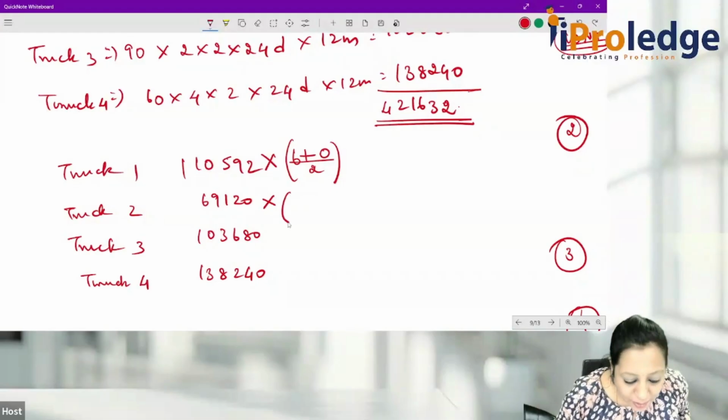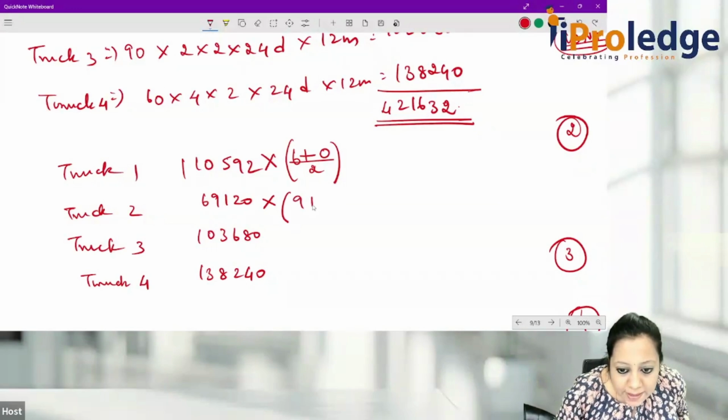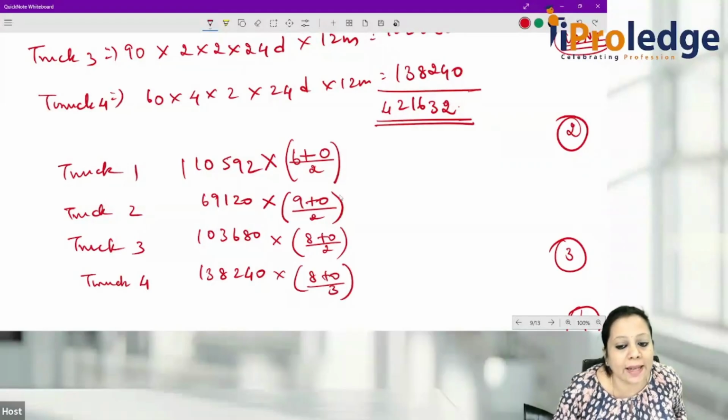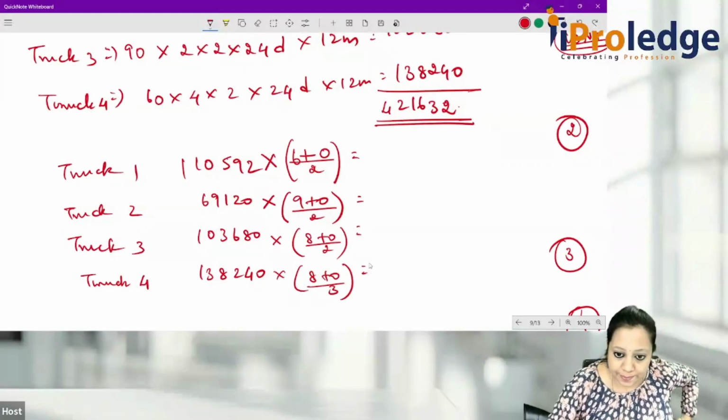Okay. So now it is going to be 9 plus 0 divided by 2. Then 8 plus 0 divided by 2. Right. Into 8 plus 0 divided by 2. Please don't write into 3 directly. Please write this. Otherwise, you may get confused when you're seeing your notebook.